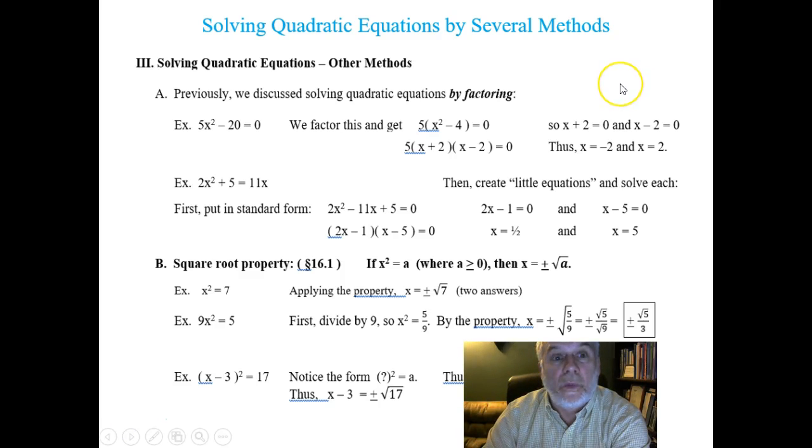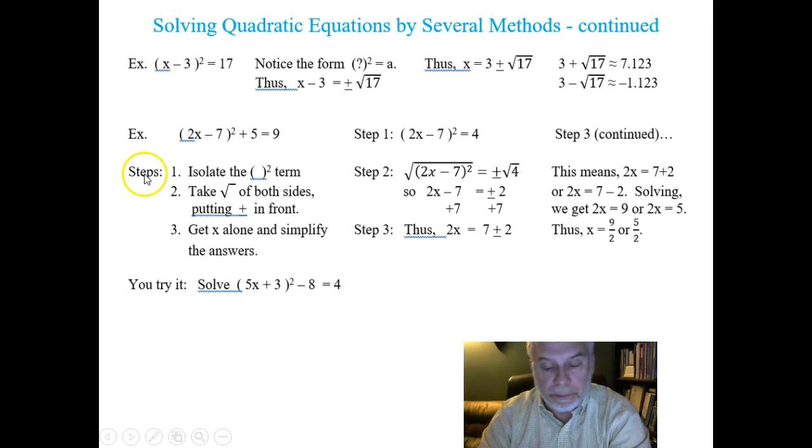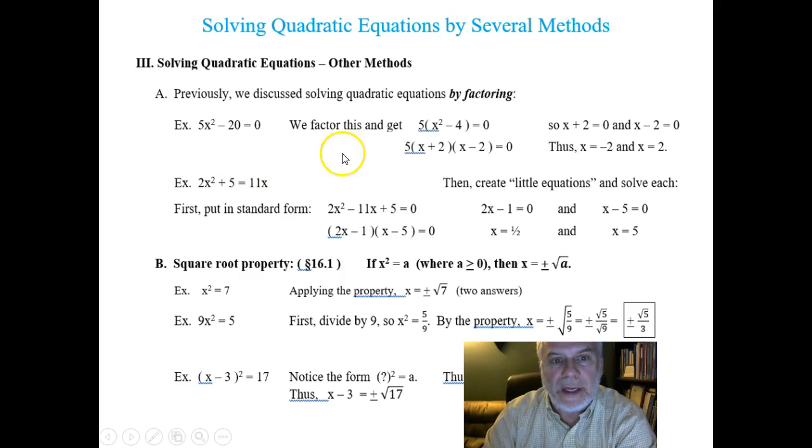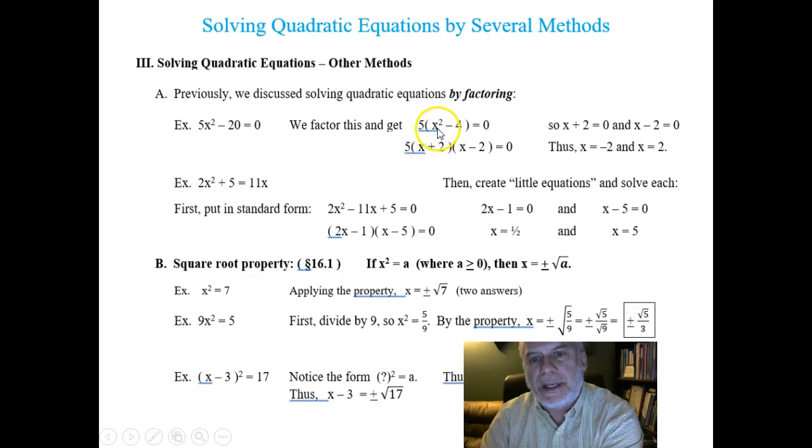All right, now we have looked at how to solve quadratic equations using factoring. And so a quick review of that. You can see here I've got some examples. If you had 5x squared minus 20 equals 0, you could factor this. You could first distribute out a 5. Always distribute out your greatest common factor first. And that gives you x squared minus 4.